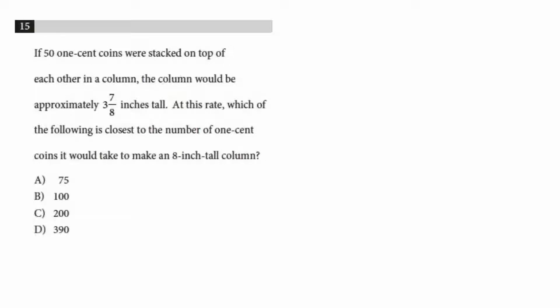15. If 50 1-cent coins were stacked on top of each other in a column, the column would be approximately 3 7/8 inches tall. At this rate, which of the following is closest to the number of 1-cent coins it would take to make an 8-inch tall column? Alright, so I'm just going to do a proportion for this. So 50 coins is 3 7/8. Well, I prefer to have my mixed numbers written as fractions. So I'm going to write that as a fraction.